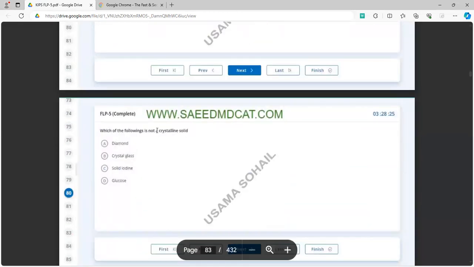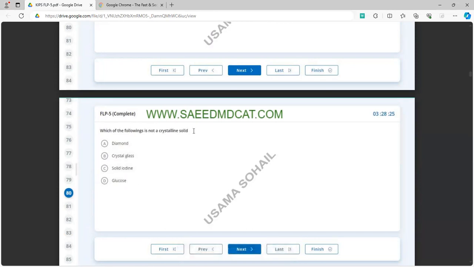Now, on question number 80, they've asked which is not a crystalline solid. The only correct answer to this question is B. Why? Because we know that diamond, iodine, and glucose all have a specific structure. For example, diamond is a macromolecule with a tetrahedral structure. Similarly, iodine is a covalent molecule in group 7, and glucose also has a specific structure. It is a simple molecule. However, crystal glass, if it was written only glass, then it was okay. But because it's written crystal glass, it's not a crystalline solid.